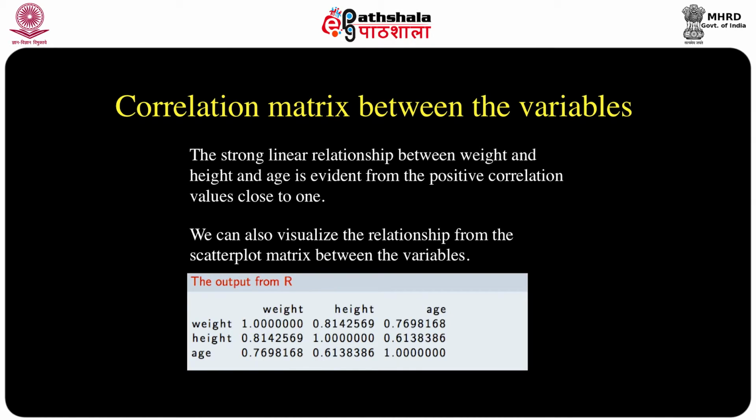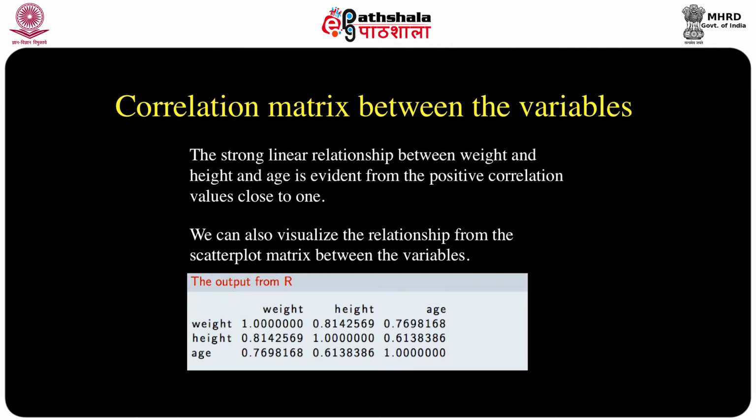After we use the correlation function, we obtain as the R output the matrix of correlation coefficients between weight, height and age. From the output, we see that the correlation coefficient between weight and height is 0.8142, which is a very high positive correlation coefficient indicating a positive linear relationship between weight and height, and the correlation coefficient between weight and age is 0.7698, which is again a high positive correlation coefficient indicating a linear relationship between the two variables.